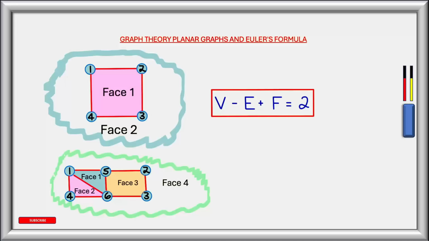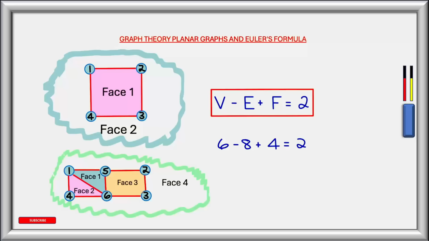Now let's apply Euler's formula to this graph. If we plug in the numbers for this graph, we have 6 vertices minus 8 edges plus 4 faces, and this equals 2. So we have mathematical confirmation that this graph is planar and can be drawn without crossing edges.